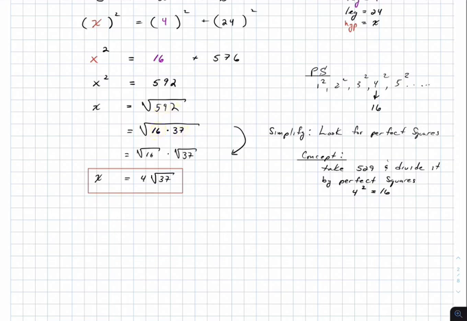So I now can take the square root of 16 and the square root of 37. Well, the square root of 16 is easy. That's 4. But the square root of 37, a little harder, right? And it's prime, so we can't really do anything more with it to simplify. So our solution actually is 4 root 37. Okay? And that's the idea that we're looking at here. Look for the perfect squares.